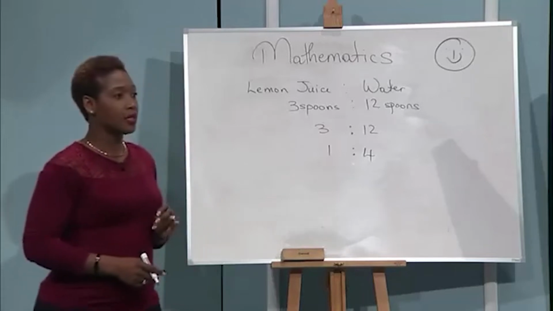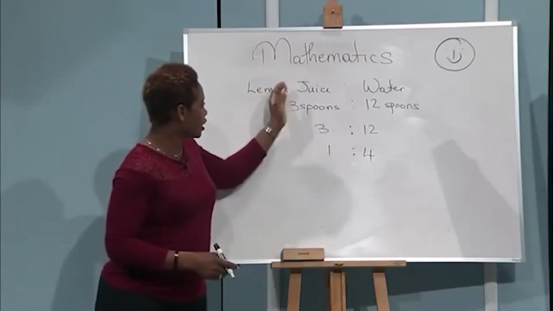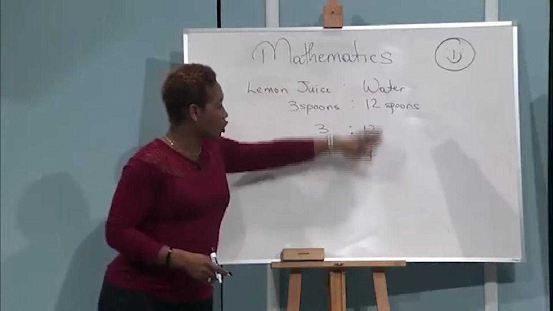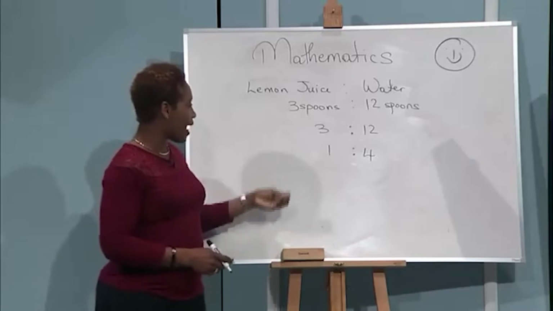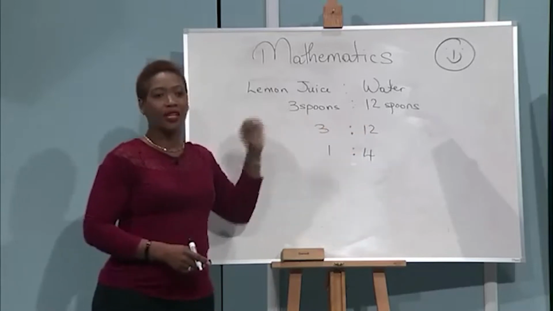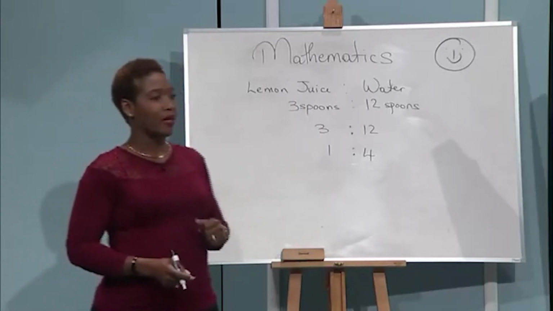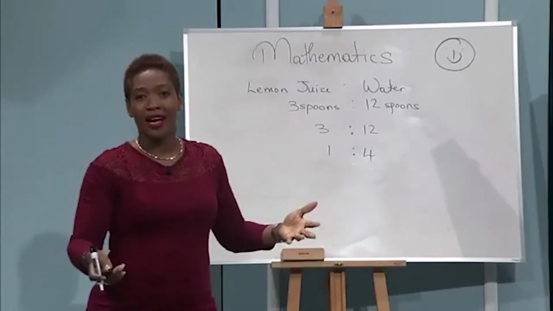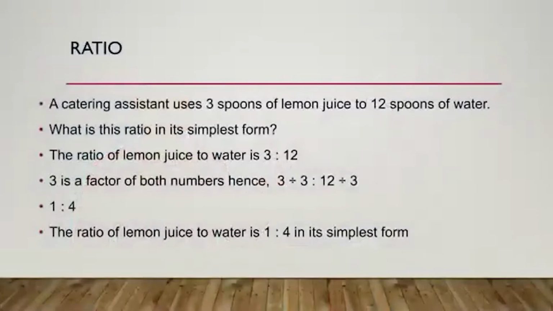All right, let us look at another. So what does this mean? 1 spoon of lemon juice to 4 spoons of water is the same as 3 to 12 lemon juice to water. It's just in a simpler way. So if you're making a smaller glass of, I guess, lemon water, you could use a 1 to 4 ratio.